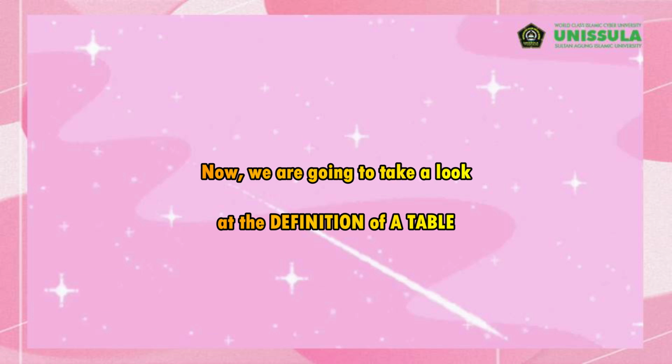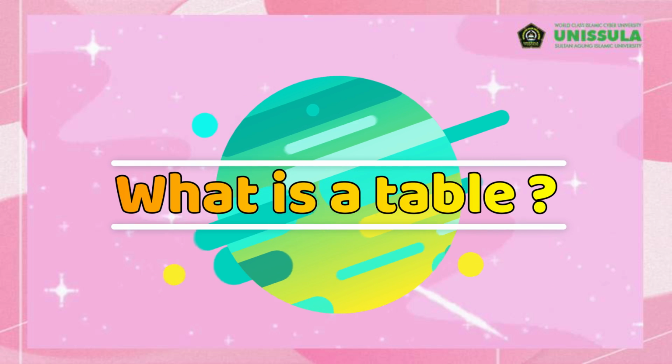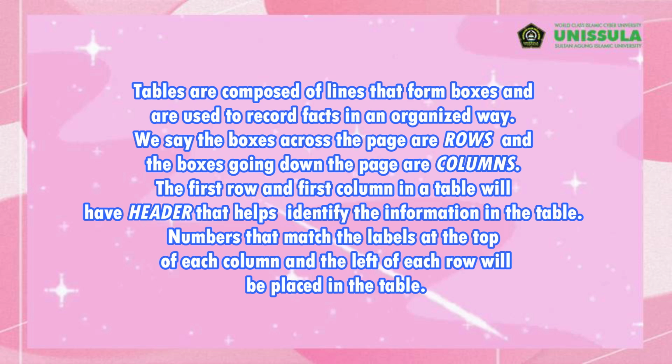Now we are going to take a look at the definition of a table. What is a table? Tables are composed of lines that form boxes and are used to record facts in an organized way. We say the boxes across the page are rows, and the boxes going down the page are columns. The first row and first column in a table will have headers that help identify the information in the table. Numbers that match the labels at the top of each column and the left of each row will be placed in the table.